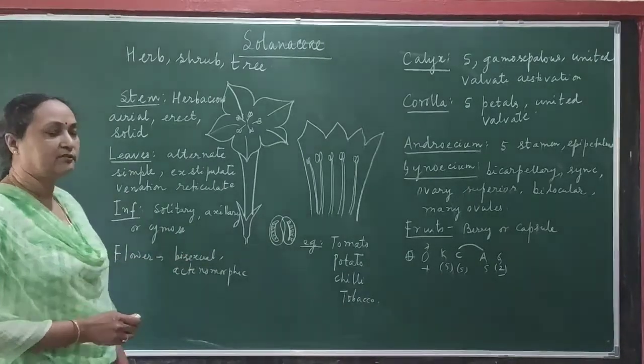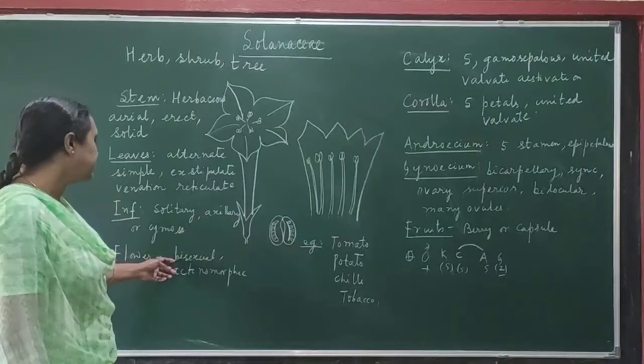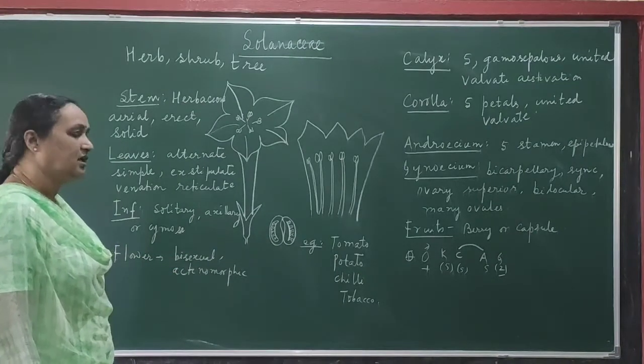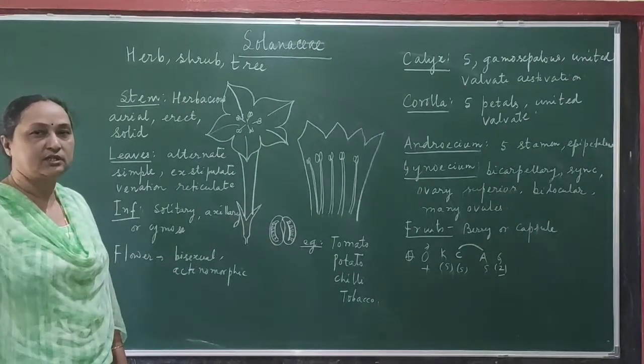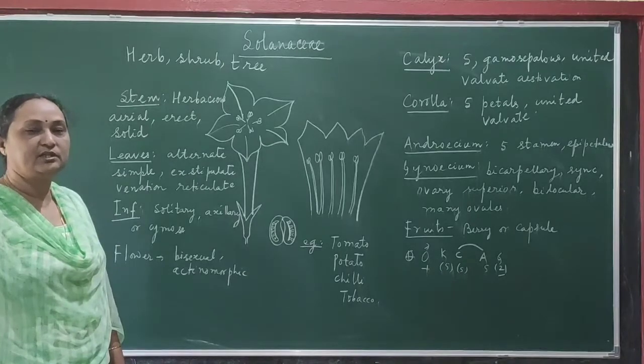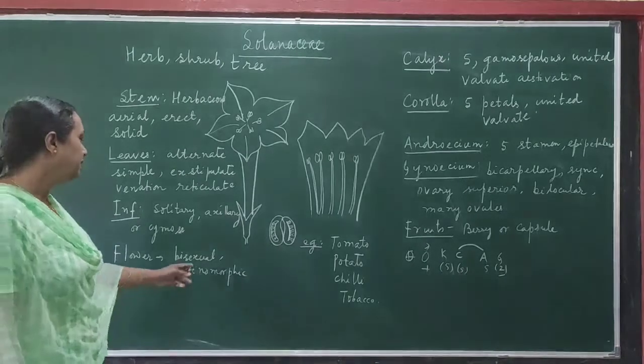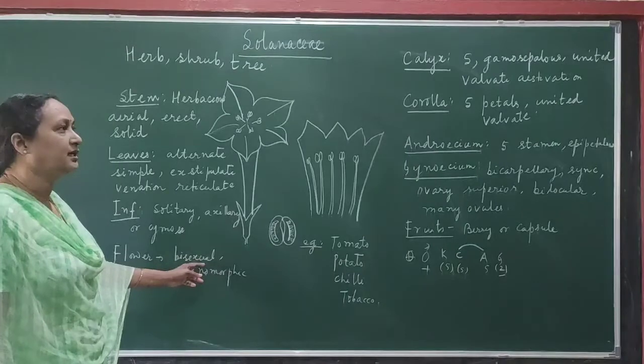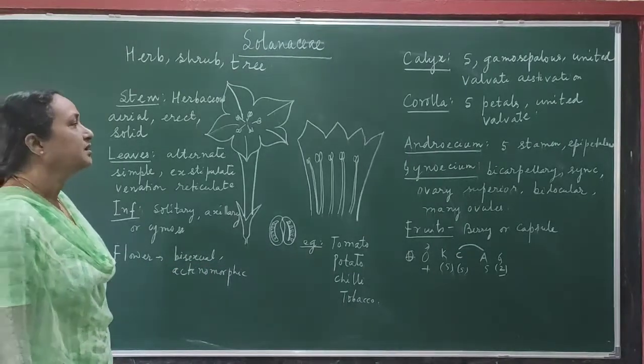Then what are the characters of the flowers? Flowers are bisexual and actinomorphic. Actinomorphic means radially symmetrical. By any plane the flower can be divided into two equal halves. Bisexual flower means it has both androecium and gynoecium.